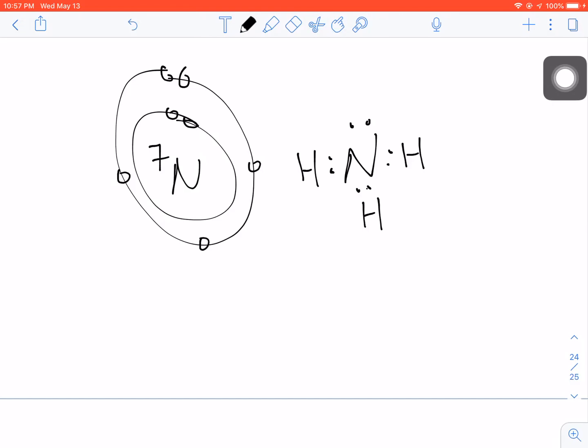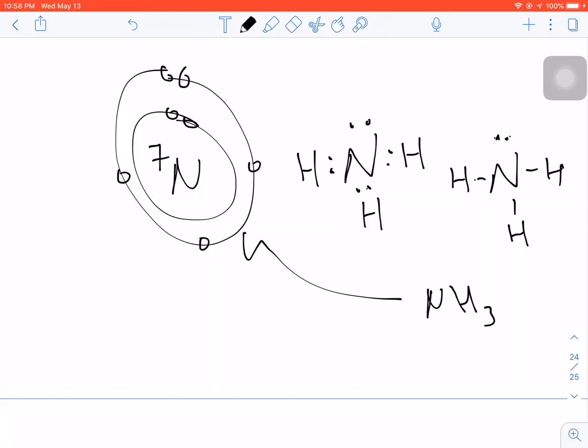So again, to draw this, those are the 2 non-bonding electrons. Then I have NH, NH, and NH. That's ammonia, NH3. Right? And it forms because of the 3 valence electrons that are bonding electrons on nitrogen. So nitrogen always wants to form 3 bonds, just like carbon always wants to form 4, and oxygen always wants to form 2.